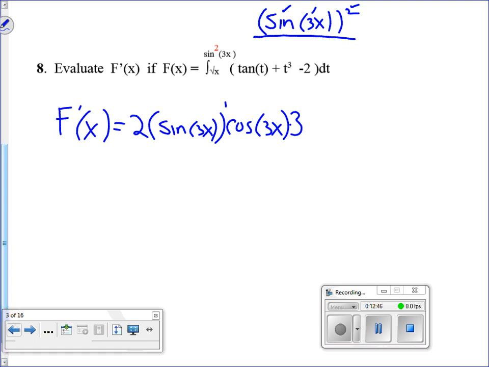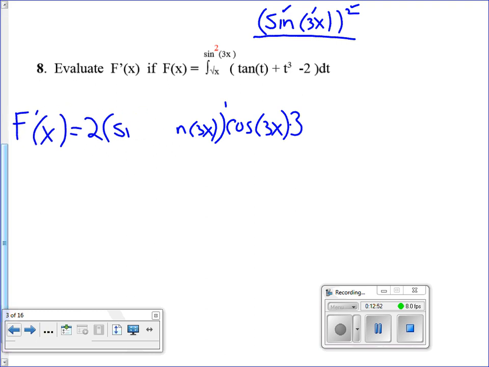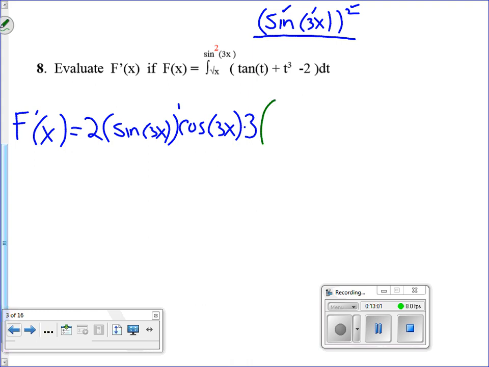Now we got to multiply that by what we get when we plug in the upper limit in for t. So I'm just going to move this over. I'm going to try to fit this. So this times, I'll use a different color, it'll be tan of sine squared of 3x plus sine squared of 3x cubed minus 2.